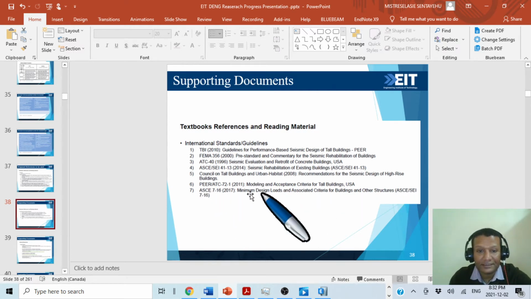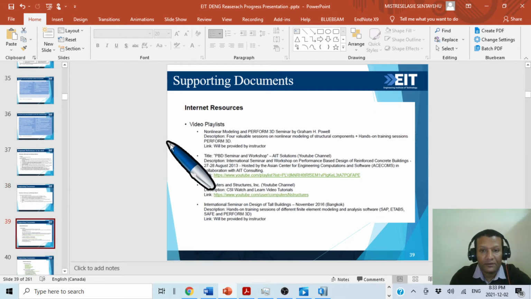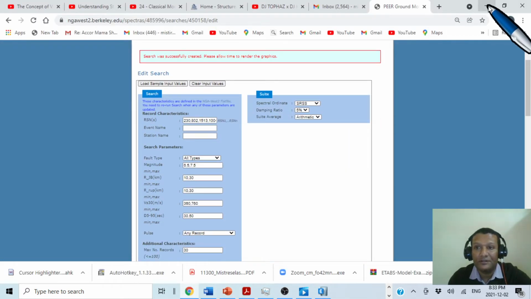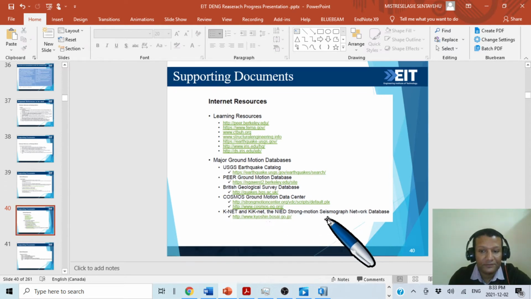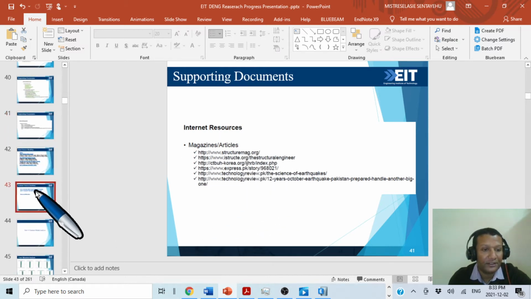There is ASC 716. So we will use all these guidelines, videos, very important videos for PVD and other internet resources. As I told you, the USGS PEER ground motion database, this one we have seen now. This is PEER ground motion, and we can download COSMOS, KNet, and this also. All are useful. These are supporting documents, magazines, articles, and everything.